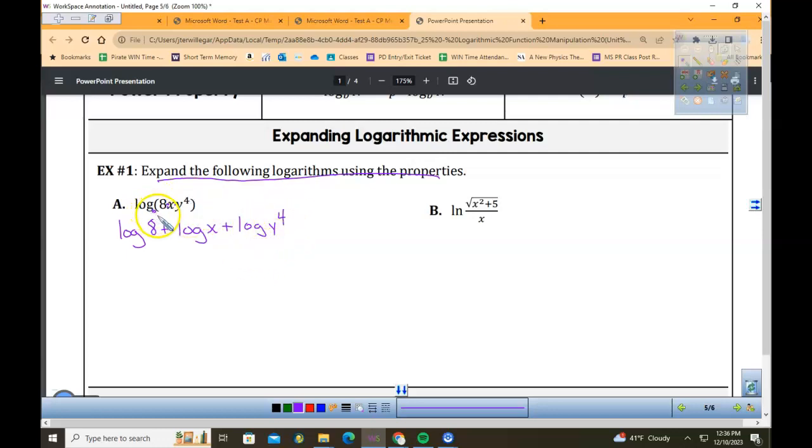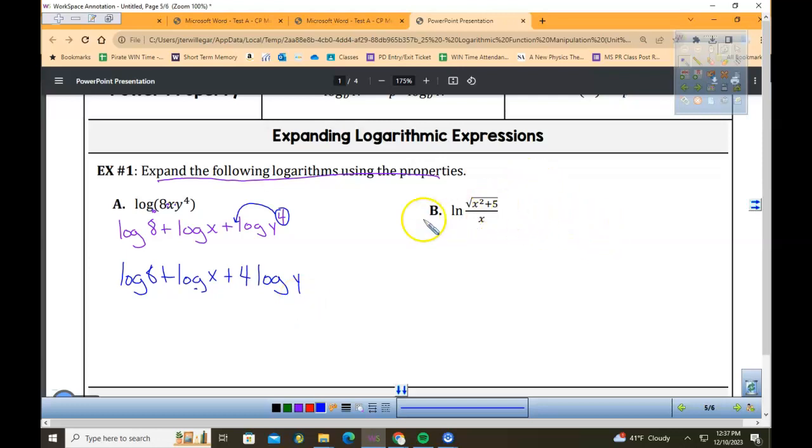So I'm just keeping the same log. Anywhere I'm multiplying, I add and separate out. Now, it's almost simplified. Here I have an exponent, and the whole reason we have these logs is to get rid of exponents. I can take that 4 and move it out in front based on our power rule. So my final answer would be log of 8 plus log of x plus 4 log of y. Loggy. Okay?